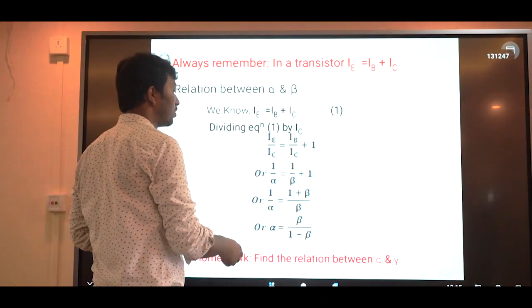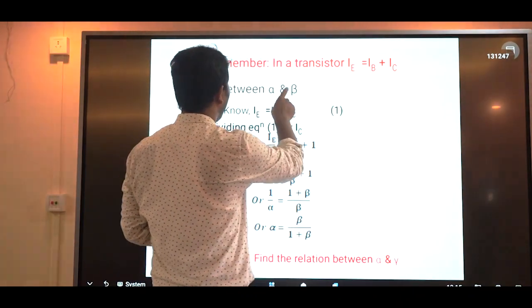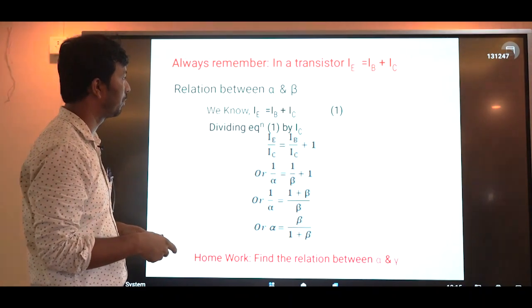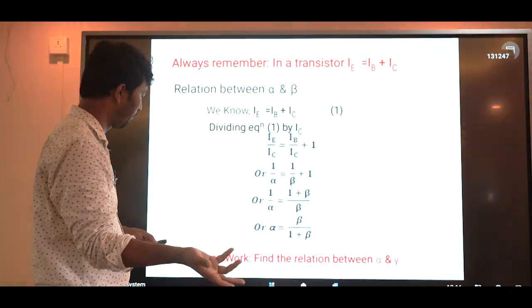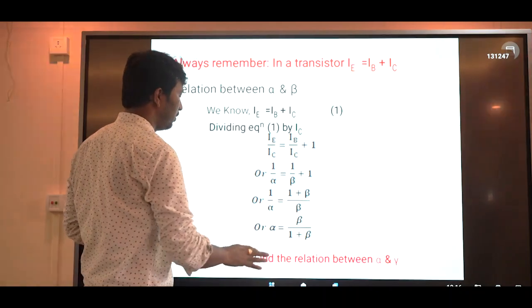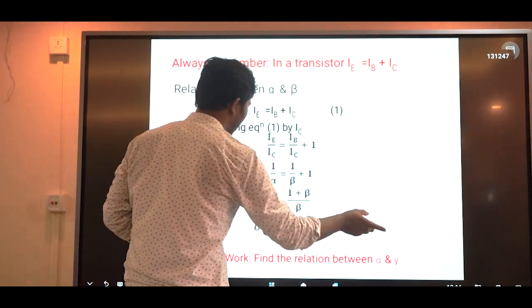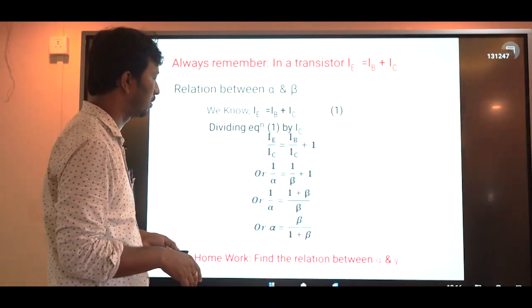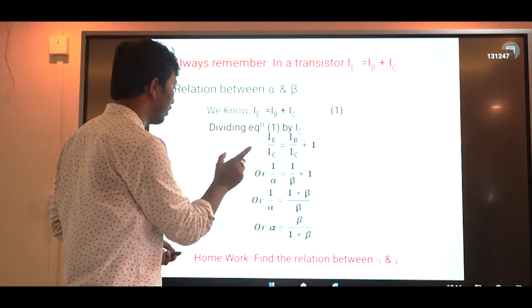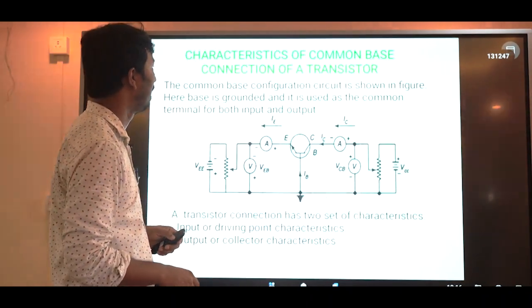Similarly, we can determine the relation between alpha and gamma, and beta and gamma, and this type of relation can be determined easily. I left it as a home assignment. When you go through this slide, if you understood, then try to determine the relation between alpha and gamma.